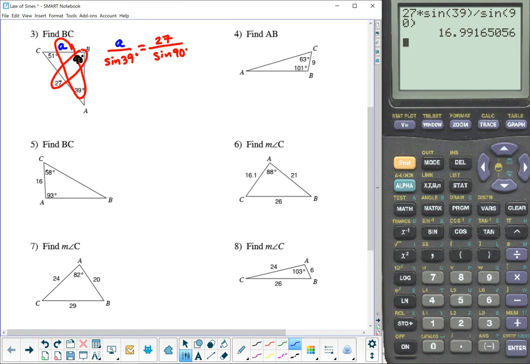The answer is a equals 16.99. If you round to the nearest tenth, you're going to get 17.0. And it's actually BC that we want, so my final answer would be BC equals 17.0.